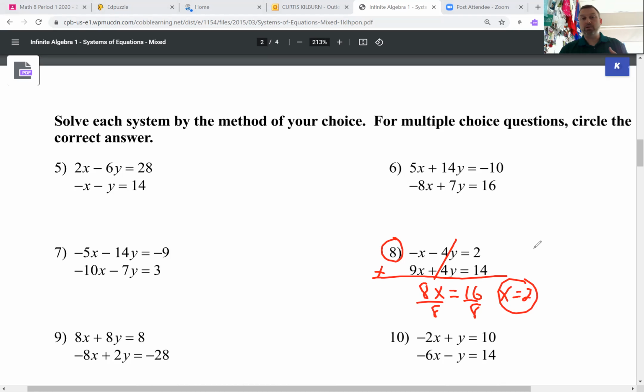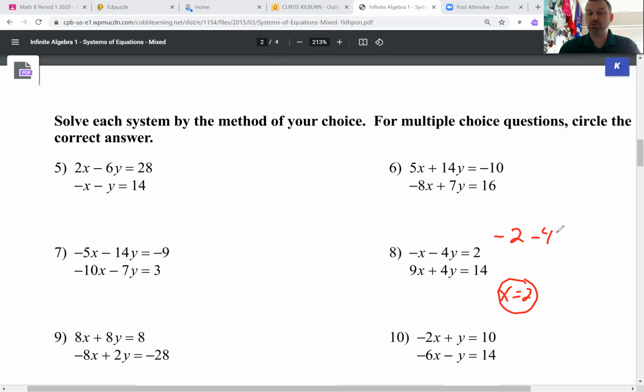All right, but we're not done, because I've got x, I don't have y, and when you're solving a system, you're trying to find the ordered pair where these two lines, these two functions intersect. Once I get x, plug it in to get y. Which equation? Doesn't matter. So plug it into the first one. So instead of minus x, I'm going to have minus 2, minus 4y equals 2.